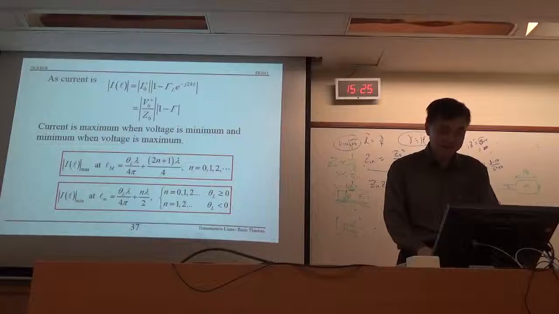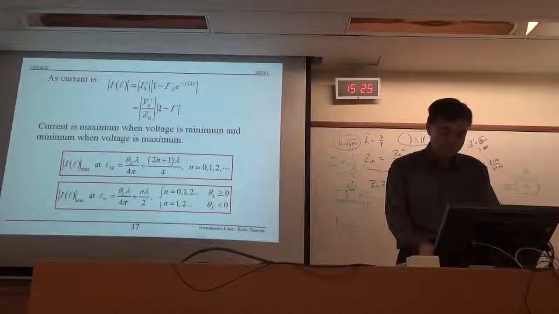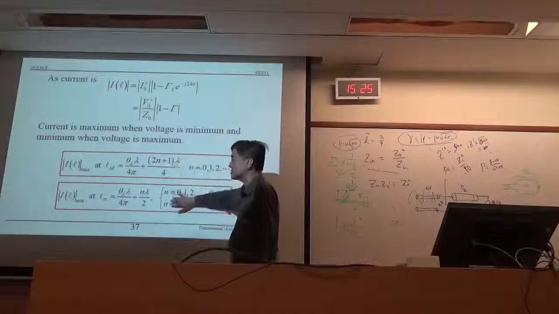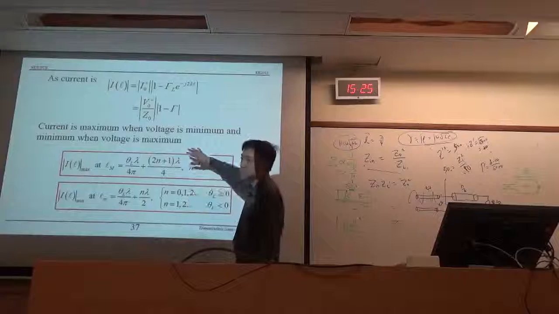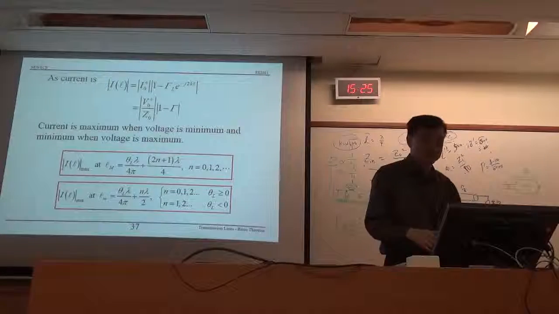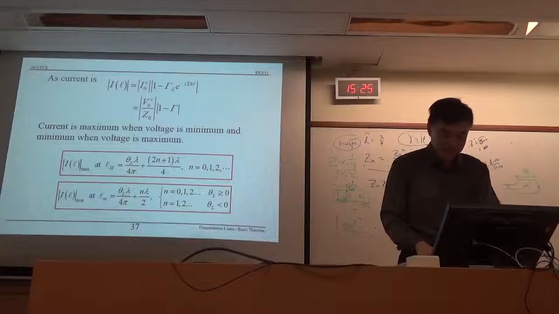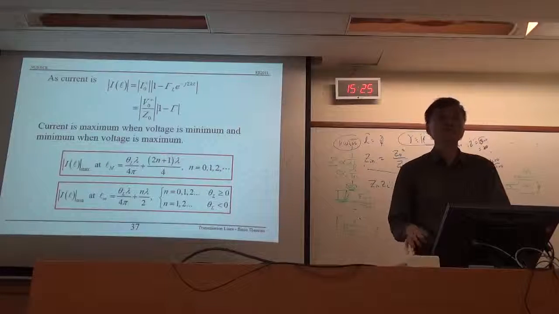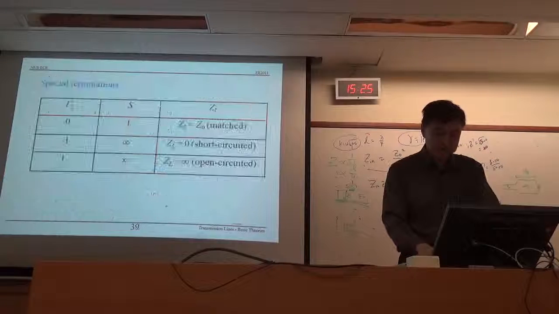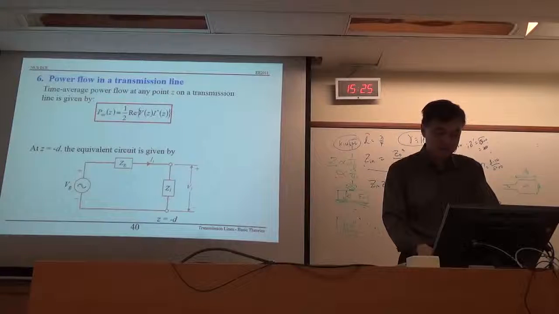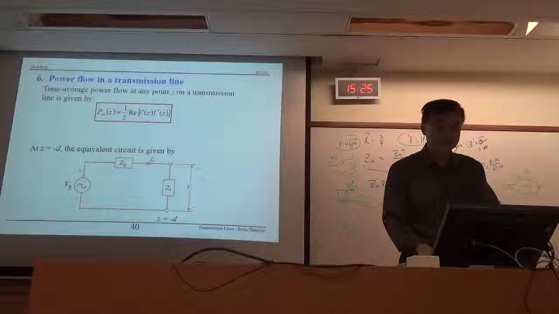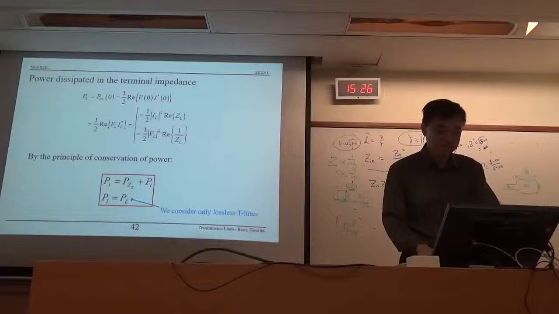The maximum and minimum, once again, make sure that you have these equations: maximum and minimum for voltage, and maximum and minimum for current. You need the maximum and minimum for voltage and current. That one is asked very, very frequently as well. Power flow, remember, is half the real part of V I conjugate. That one is okay.